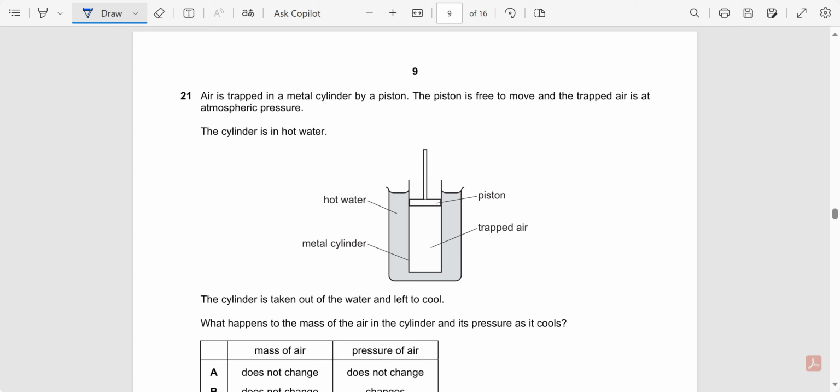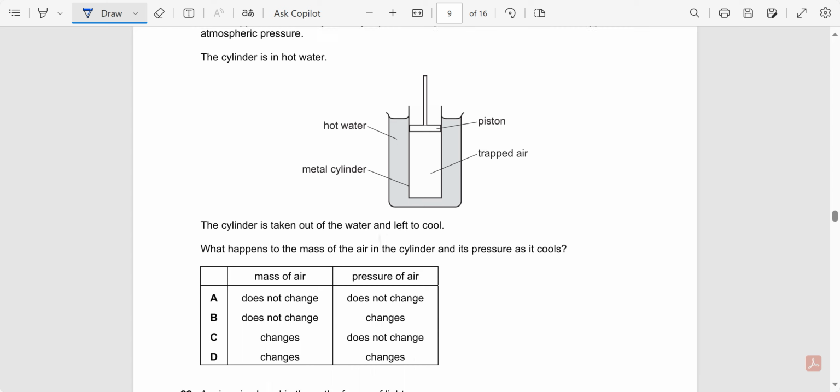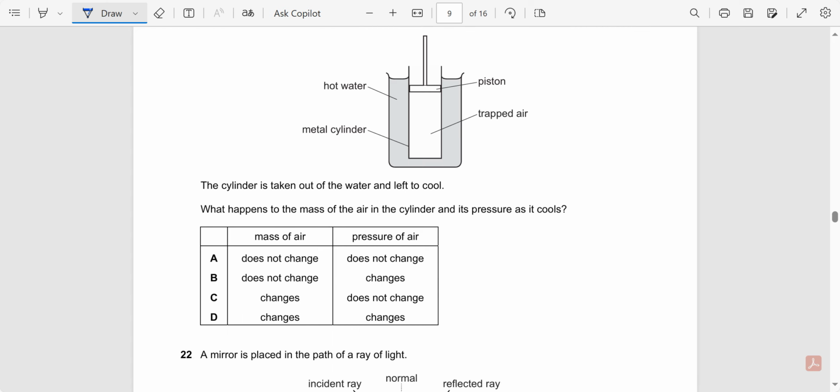Air is trapped in a metal cylinder by a piston. The piston is free to move. Then the air trapped is at atmospheric pressure. The cylinder is in hot water. The cylinder is taken out of the water and left to cool. What happens to the mass of the air in the cylinder and its pressure as it cools down?